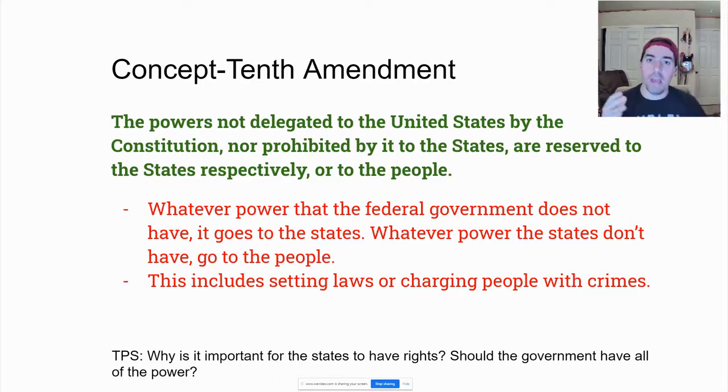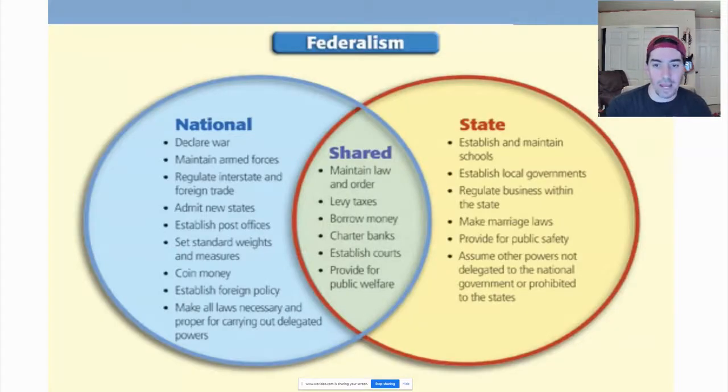So basically, we have a balance of power in this country. There's kind of a split of power between the federal government and the state governments. Some powers they share, some things are separate. So let's take a look at that, right? It's kind of hard to read this, but I'll do the best I can.